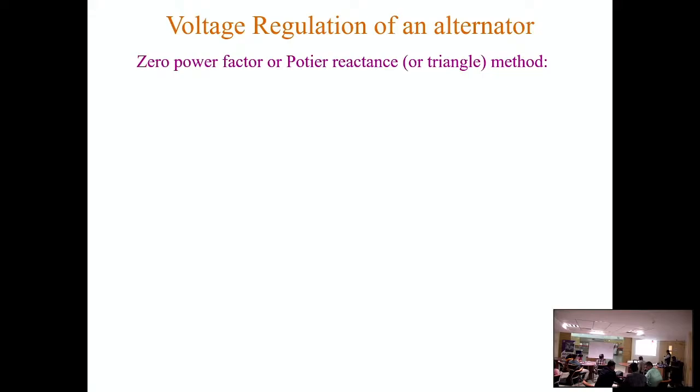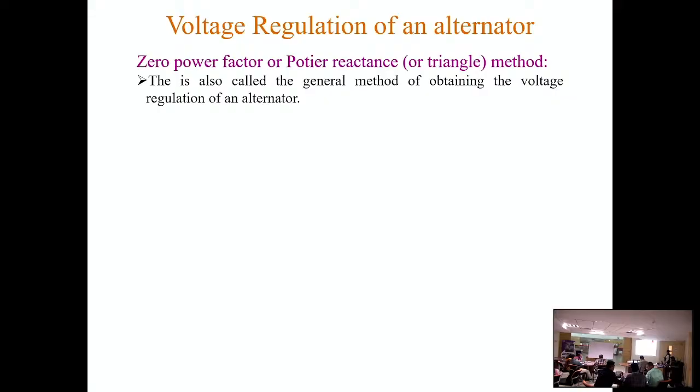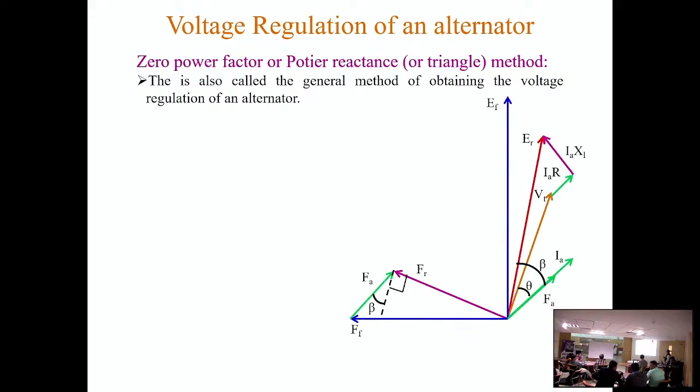Okay, so this is the last one to calculate voltage regulation: the zero power factor, or Potier reactance, or Potier triangle method. This is also called the general method of obtaining the voltage regulation of an alternator, and this method will give you more or less correct result, I mean the most accurate result. This is the corresponding phasor diagram. Here we will be using ER, EF, and the armature leakage reactance drop, IAXL.